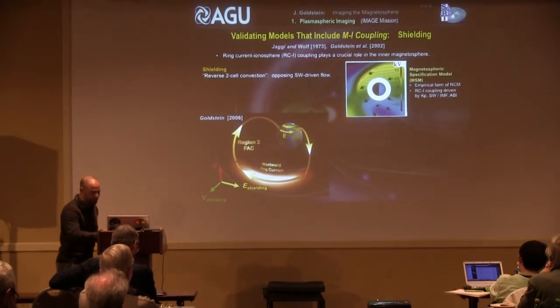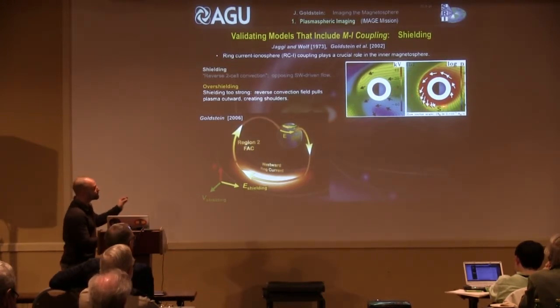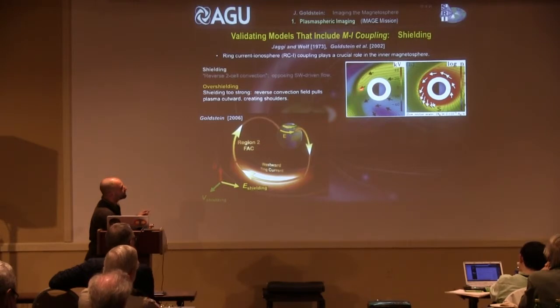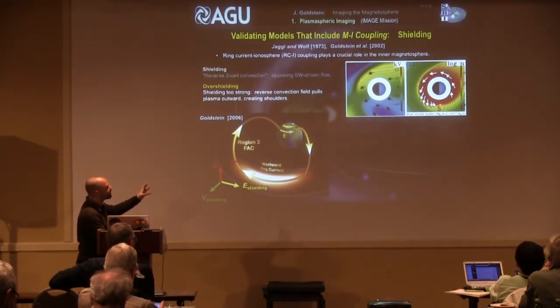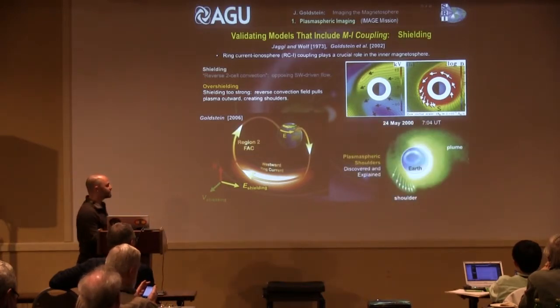So what does this do? The model predicts that this would drag plasma out. This is with co-rotation removed. These are the equipotentials with co-rotation included, and the color is log of density. So red is high density and green is lower. This two-cell convection pattern is actually dragging plasma out and forming a shoulder-like feature. This model was run specifically to address these observations.